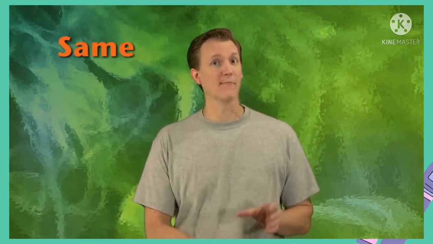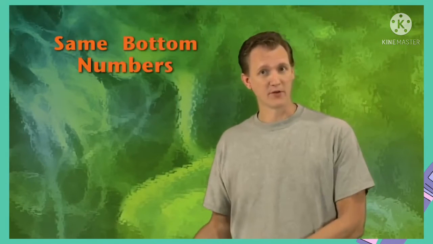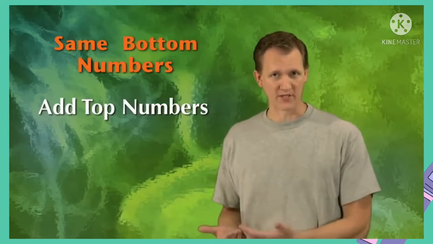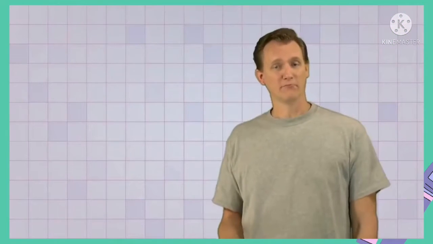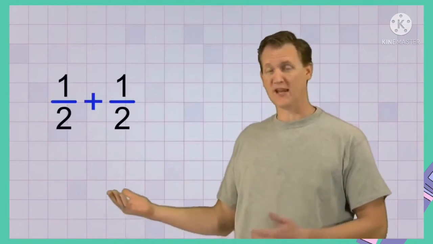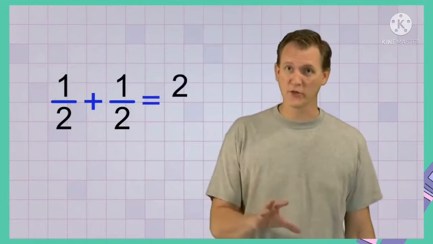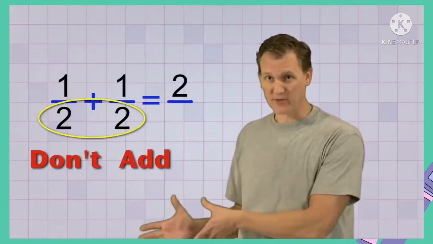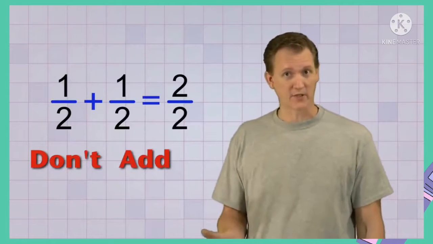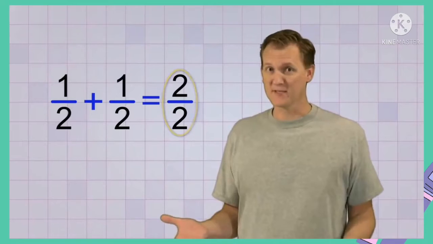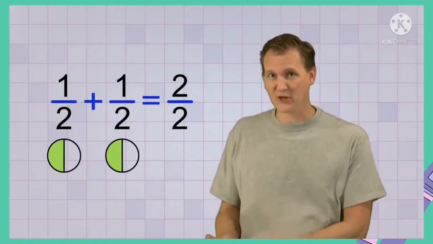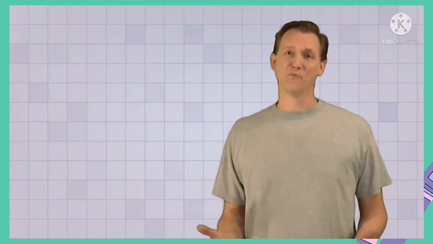But there's a catch. It only works for fractions that have the same bottom numbers. The trick is, if fractions have the same bottom numbers, we can add them by just adding the top numbers together and keeping the same bottom number in our answer. For example, to add 1/2 and 1/2, we just add the top numbers, and 1 plus 1 gives us 2. But we don't add the bottom numbers. We just use the same bottom number in the answer, which is 2. So 2 over 2 is a whole fraction. And that makes sense because if you add 1/2 and 1/2, you get a whole. Let's see a few more examples.